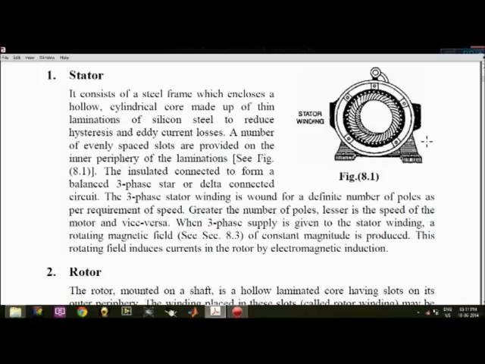This rotating field induces currents in the rotor by electromagnetic induction, and we get the EMF. And this EMF is used to move the motor.